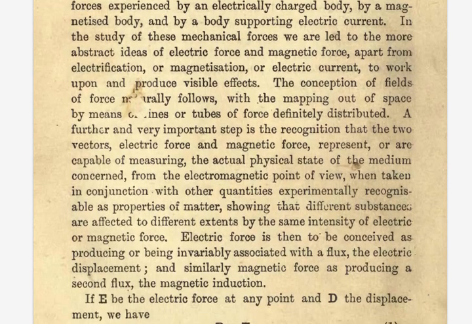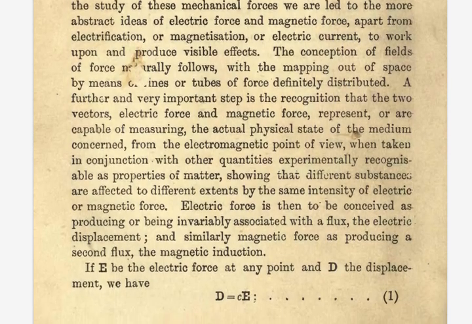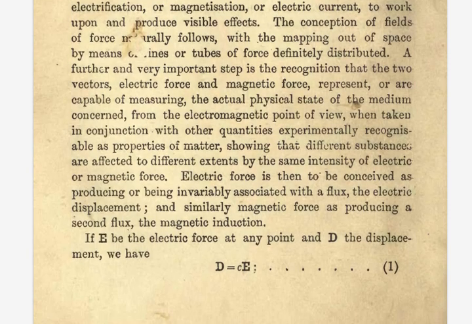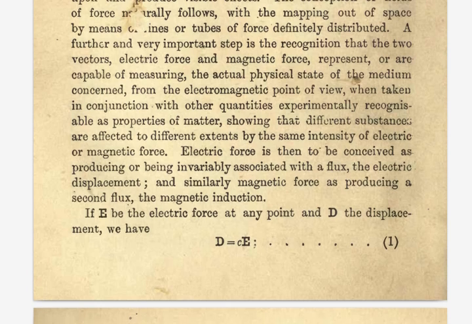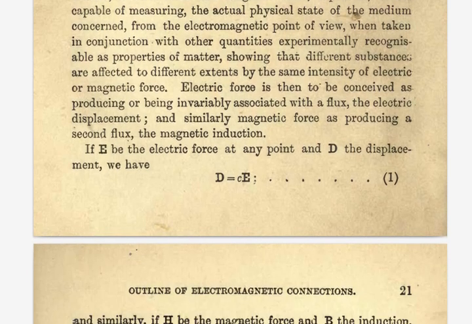of force definitely distributed. A further and very important step is the recognition that the two vectors, electric force and magnetic force, represent, or are capable of measuring, the actual physical state of the medium concerned, from the electromagnetic point of view, when taken in conjunction with other quantities experimentally recognizable as properties of matter, showing that different substances are affected to different extents by the same intensity of electric or magnetic force.